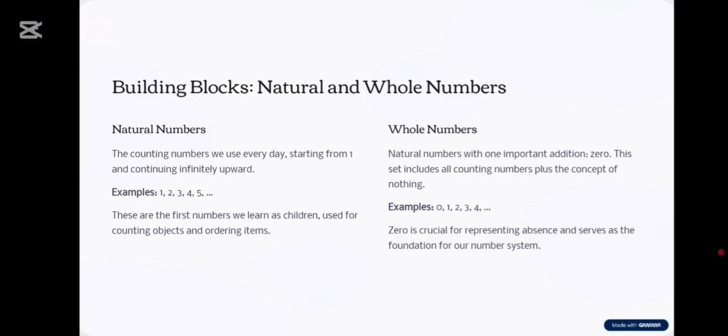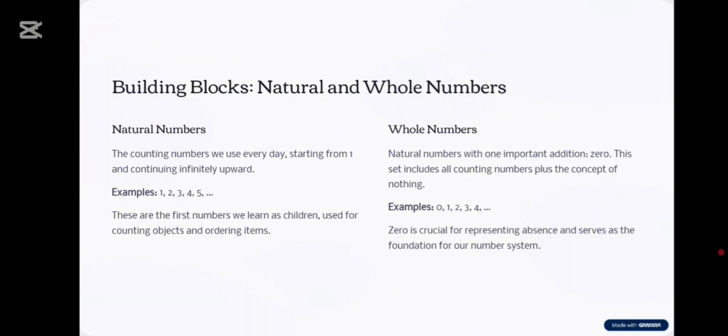And we have another type of numbers which we call whole numbers. Most people confuse whole numbers and natural numbers. Whole numbers are natural numbers with one important addition, which is 0. This set includes all counting numbers plus the concept of nothing, which is 0. So the main difference is that natural numbers start from 1, no wonder we use them for counting, but whole numbers begin with 0.